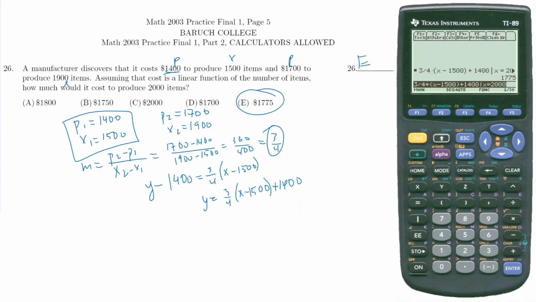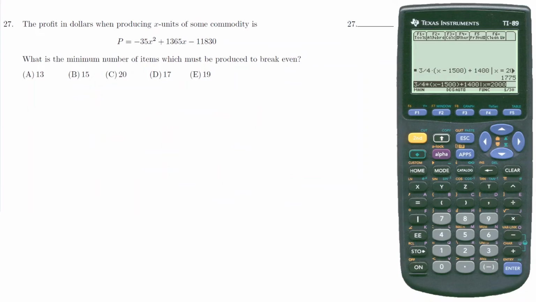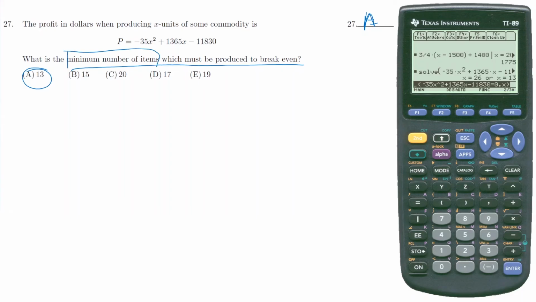Next. The profit: what is the minimum number of items that must be produced to break even? In order to break even, no writing is necessary here. Set that to 0. Break even means your profit is 0. So 1365x minus 830 equals 0, comma x. Boom. And there are a couple of solutions. X is equal to 13, x is equal to 26. Clearly it is A. Now, if 26 was one of the options, you would still go for 13, because we're looking for the minimum number of items to be produced.